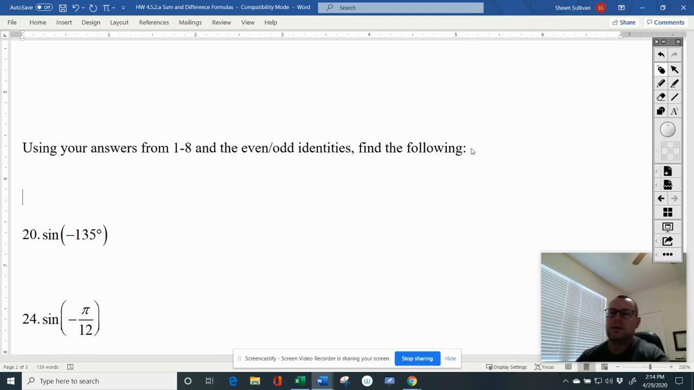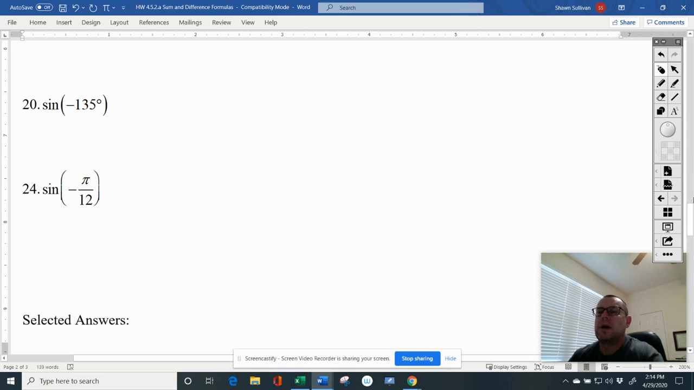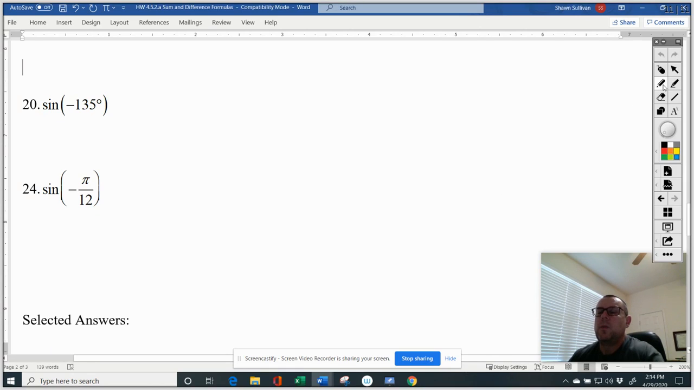Identities, which you guys will need to know for the test. So let's talk about those real quick. We know that we have even and odd functions. Even and odd, we know that sine of negative theta is equal to negative sine of theta. So sine is odd, right?